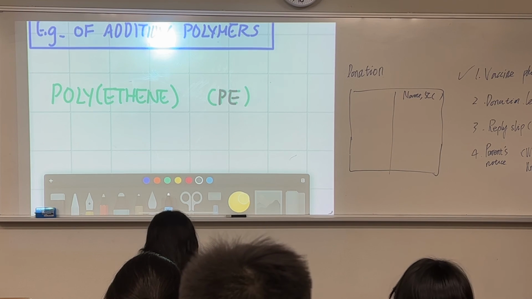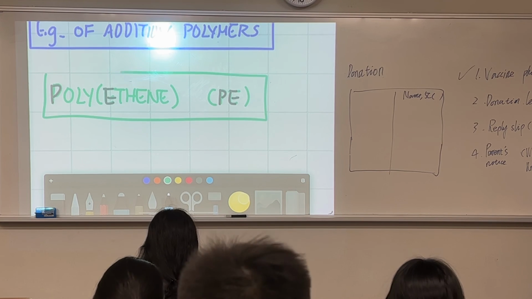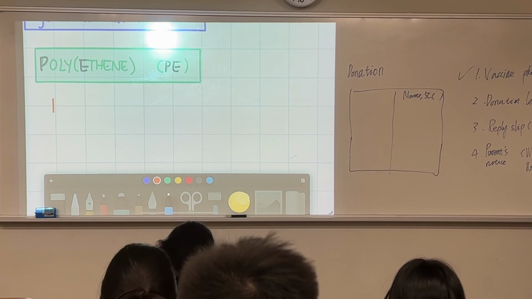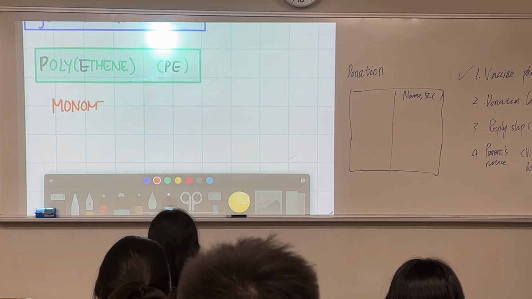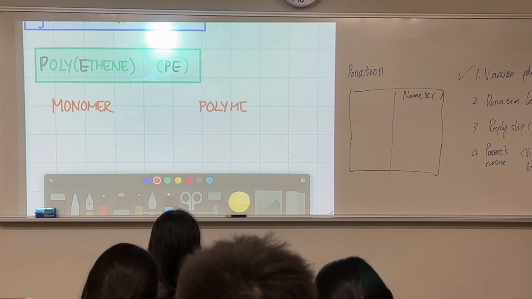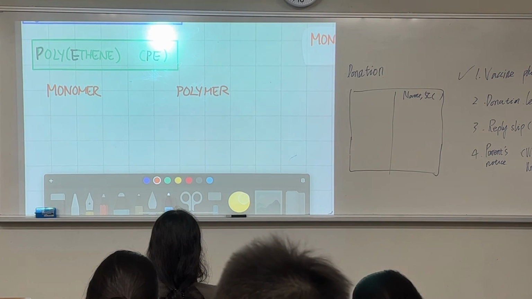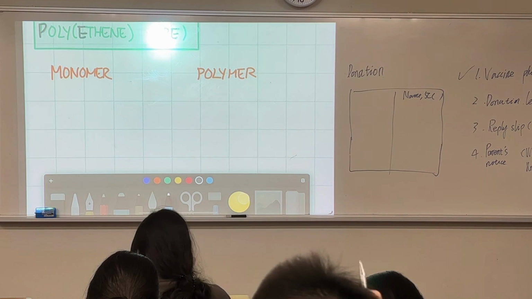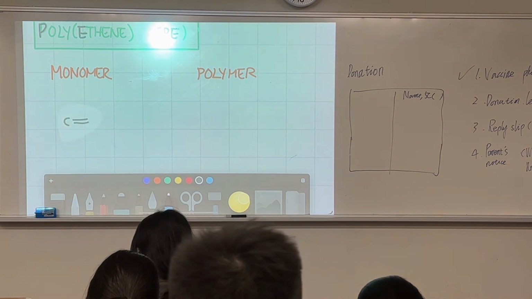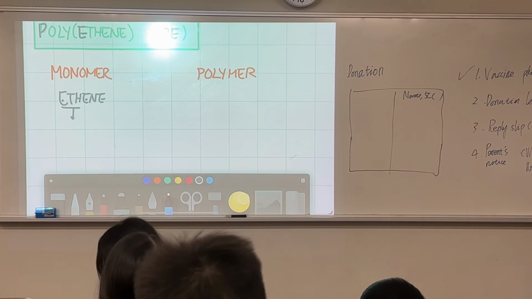So you have PE. They are used to make plastic bags. So put down the monomer and draw the polymer. For each of the addition polymers below, we will do this. So we have the monomer, which is ethene. You can put down ethene, and from the name, you know the E means a double bond.